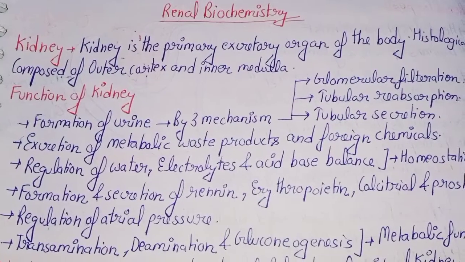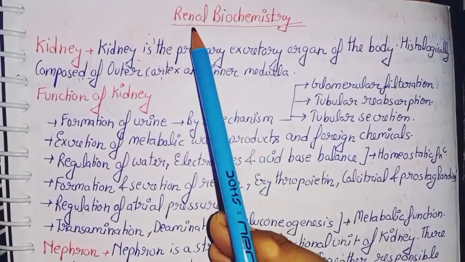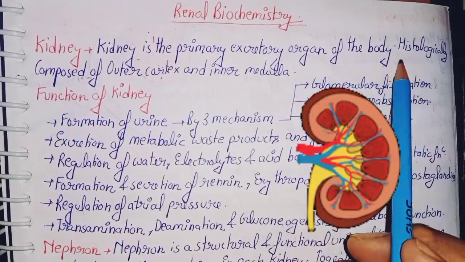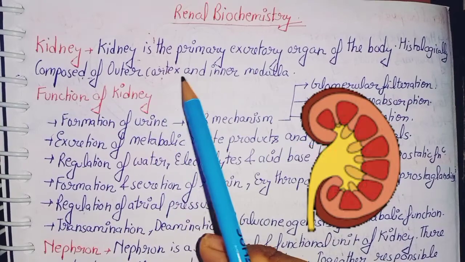So this is the part 1 of renal biochemistry. Topic is renal biochemistry. So what is kidney? Kidney is the primary excretory organ of the body, histologically composed of outer cortex and inner medulla.